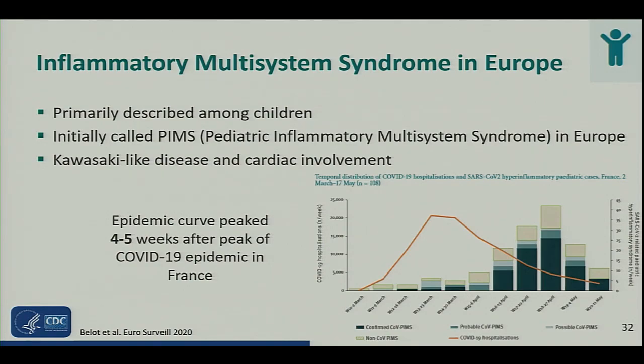One of the more concerning aspects of the COVID-19 pandemic has been the severe inflammatory disease seen among children. It was initially called the pediatric inflammatory multi-system syndrome and initially described in Europe. It presented with a Kawasaki's-like disease and cardiac involvement. Shown here in the figure is a COVID-19 hospitalization curve from France in orange and cases of the inflammatory disease in children in various shades of blue. The epi curve peaked 4 to 5 weeks after the peak of the COVID-19 epidemic in France, which could suggest a post-infectious process.